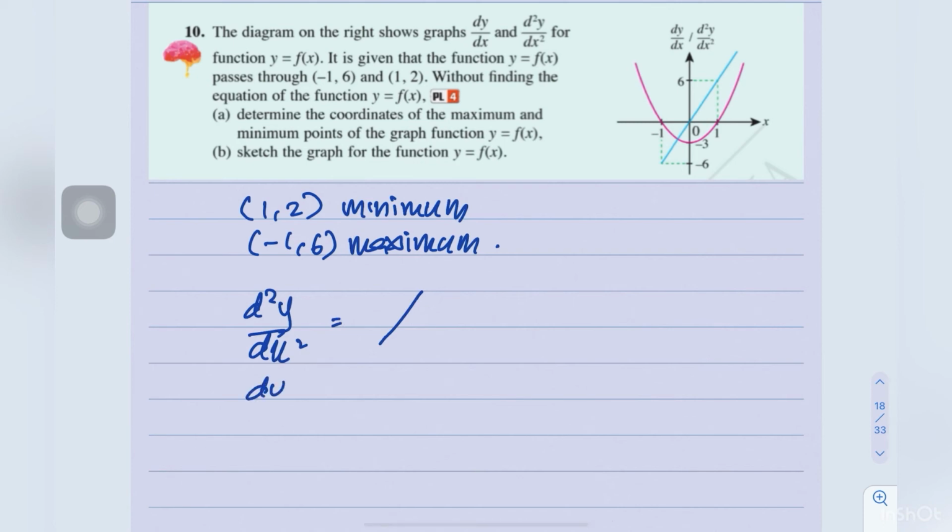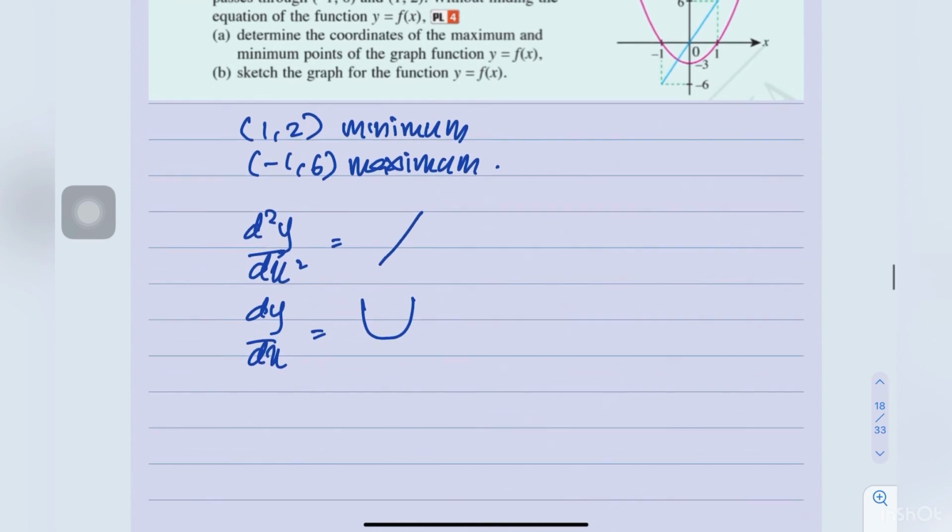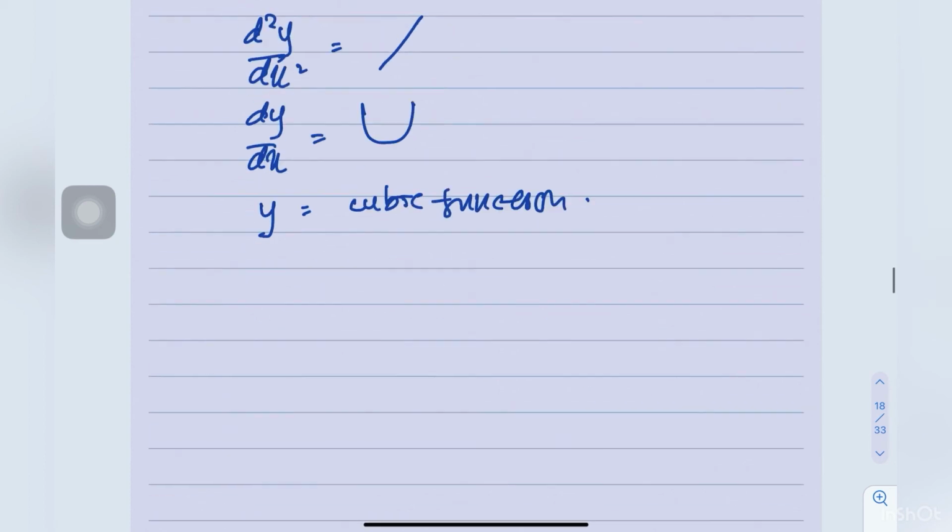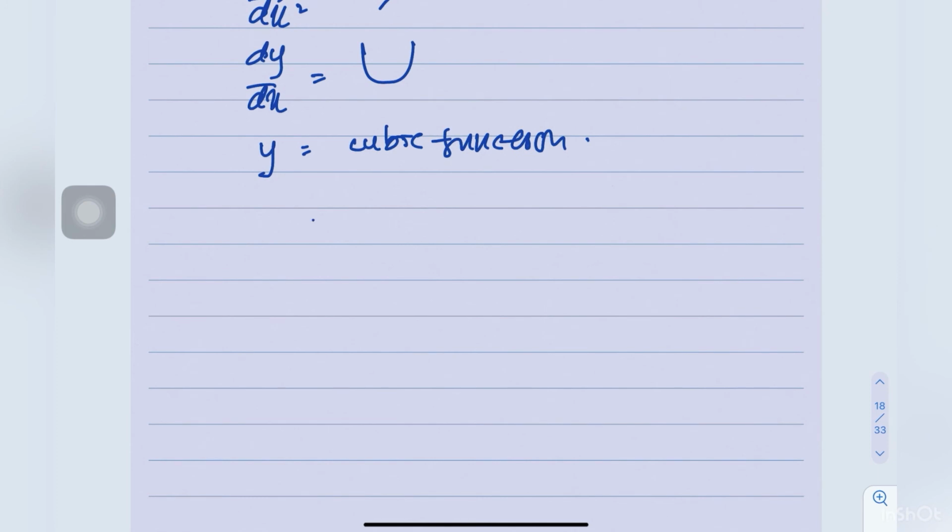So dy dx is a curve. A straight line is x to the power of 1 and a curve is a parabola with a minimum point, which is x to the power of 2, quadratic. So then we can predict that for y we can find a cubic function. Since (1, 2) is a minimum and (-1, 6) is a maximum, we can sketch the graph like this.